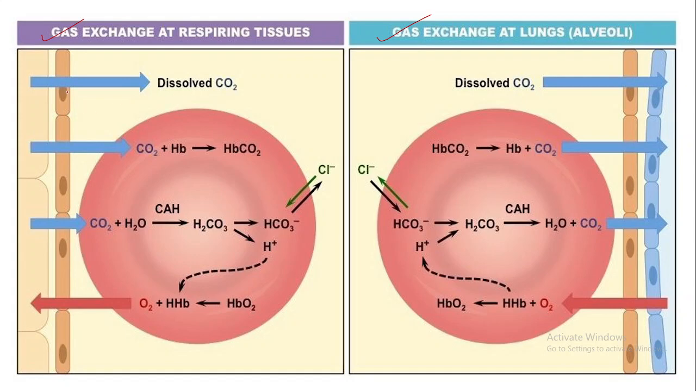I told you that CO2 is produced in the cells. First, it is in dissolved form. It is sent into the blood plasma. So this is the plasma part of the blood. This is the RBC. So in the plasma, CO2 is present in dissolved form. So this is the first form that it is going to travel in till the lungs.